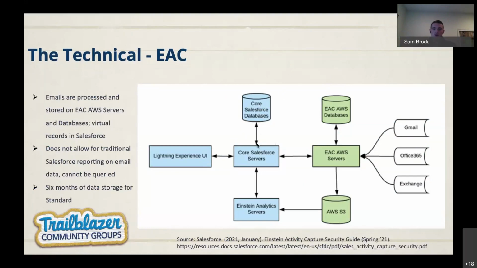But other things worth noting here are with the traditional or with the free licenses of Einstein, you're only going to have that email data stored on those separate AWS servers for 6 months. If you're paying for a subscription, that Inbox/EAC license subscription, Salesforce expands that up to 2 years. One important thing to point out here will be that reporting is restricted within your Salesforce org because the data is not actually stored on the same server as the rest of your other data that you can report on.